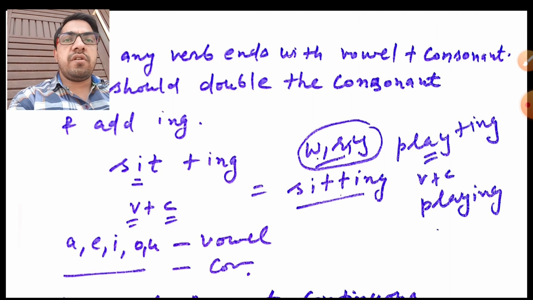In today's video we have discussed the structure of present continuous, and after that we have discussed how to add ing. When any verb ends with e, we should remove e and add ing. When any verb ends with ie, we should change ie into y and add ing. When any verb ends with vowel plus consonant, in that case we should double the consonant and add ing. We should not follow this rule with the three consonants w, r, y.